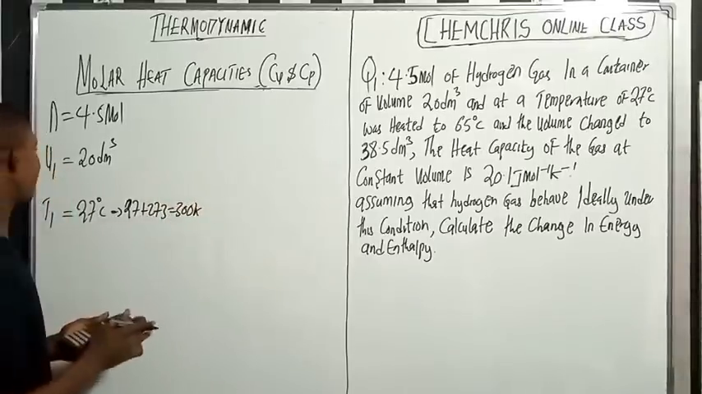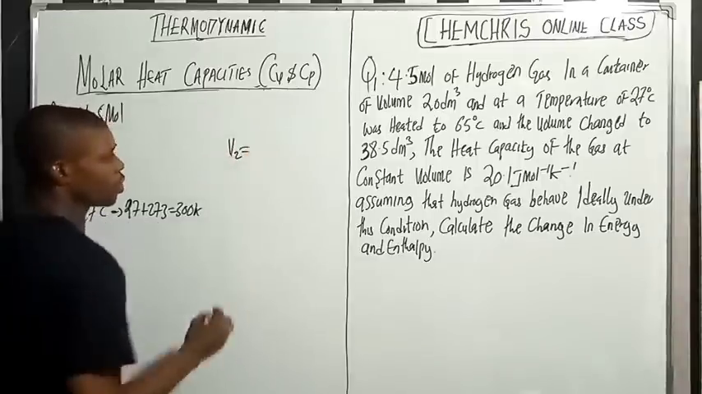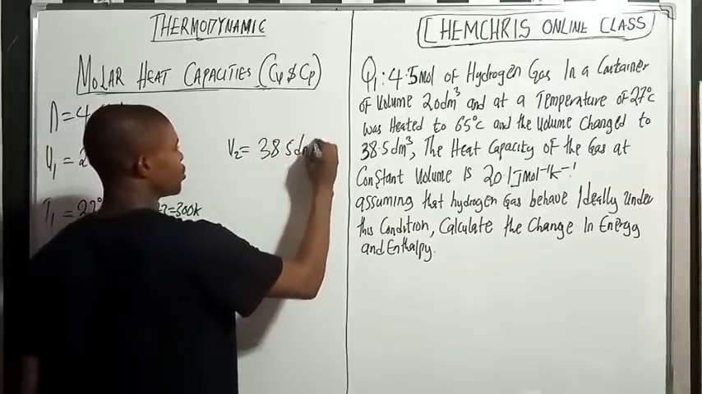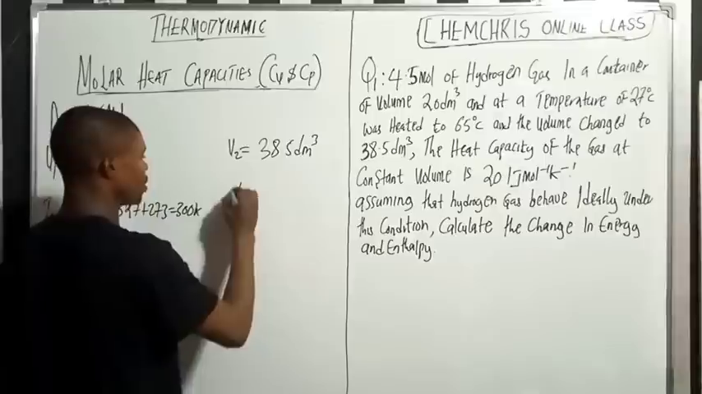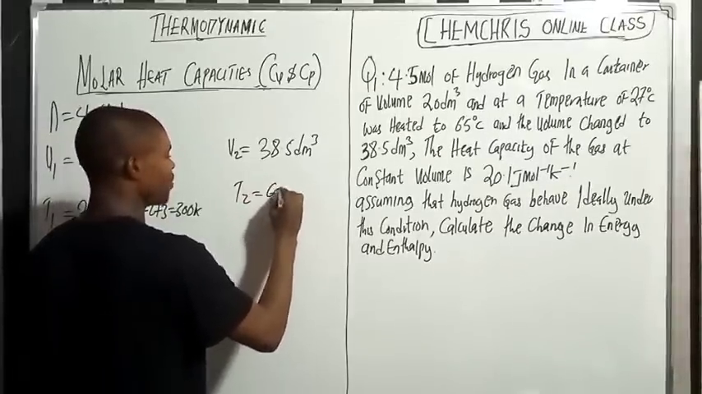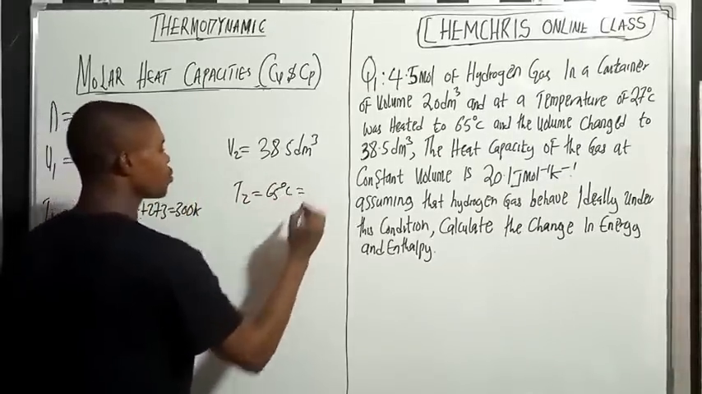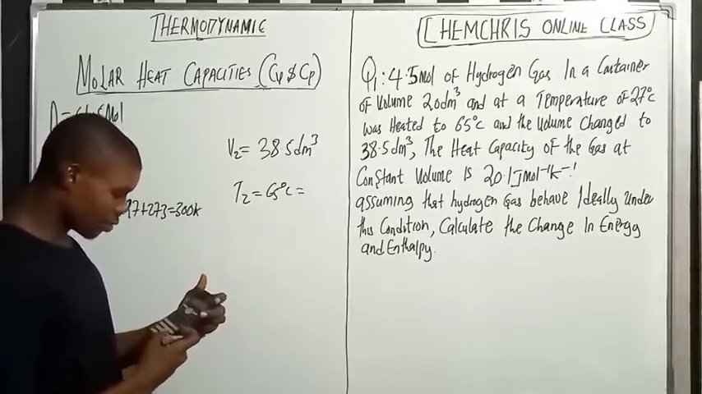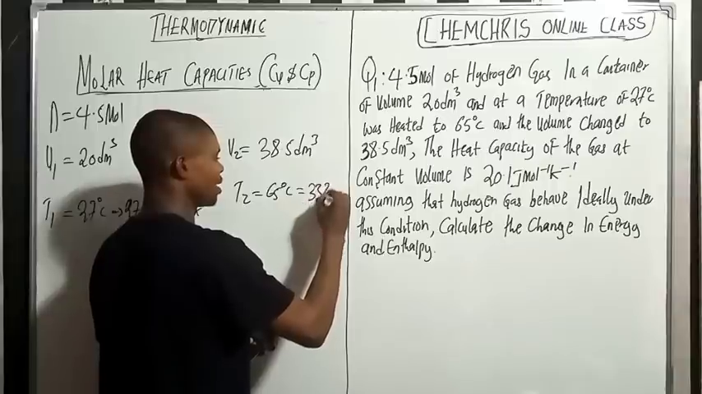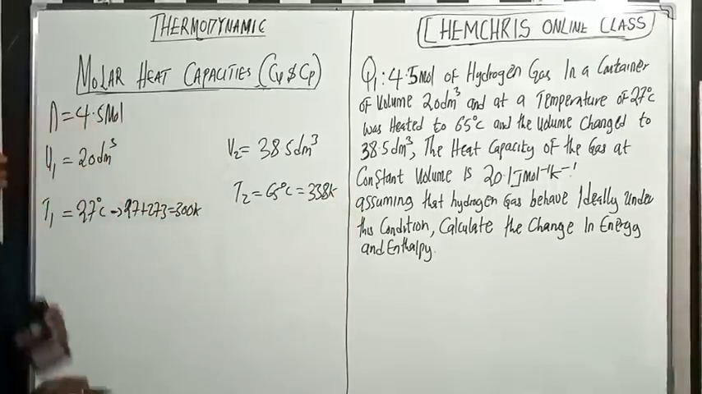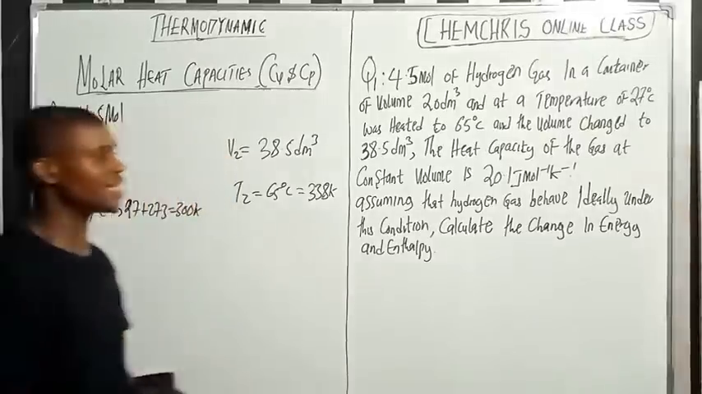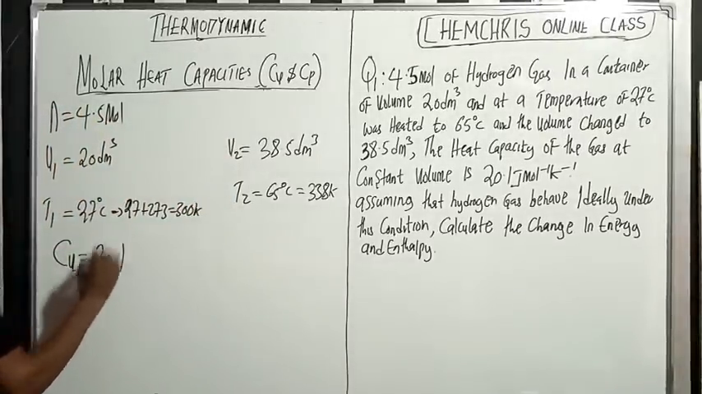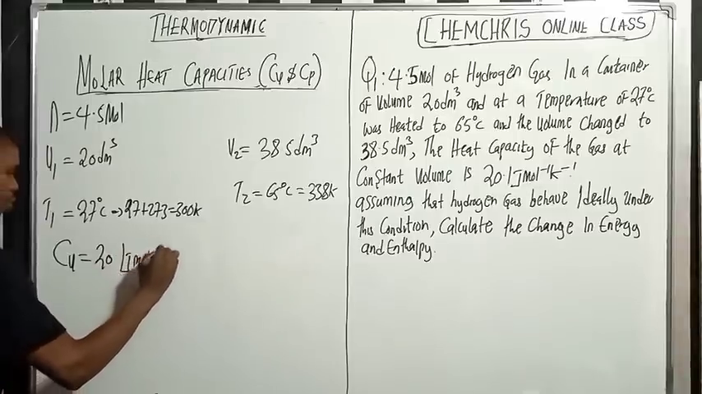Very important. The same thing here. My V2 is 38.5 dm3. My T2 is 65 degrees centigrade. If I add 273, 65 plus 273 is 338 Kelvin. Do you see that? Now, they give the heat capacity at constant volume, which is CV, to be 20.1 joules per mole per Kelvin.